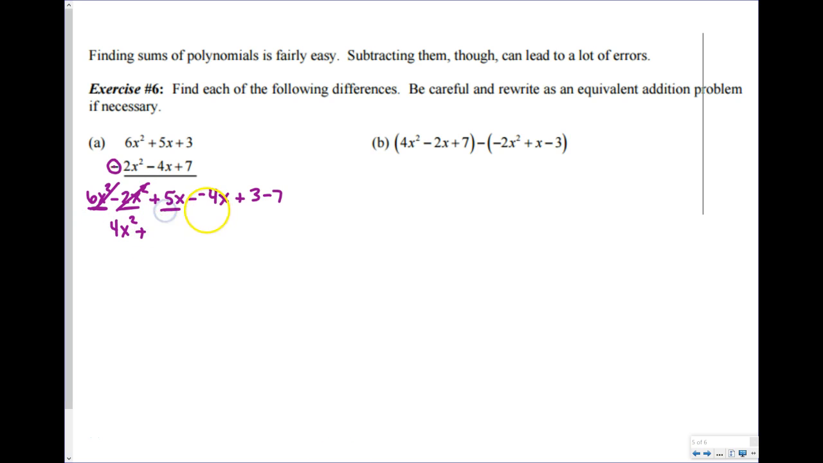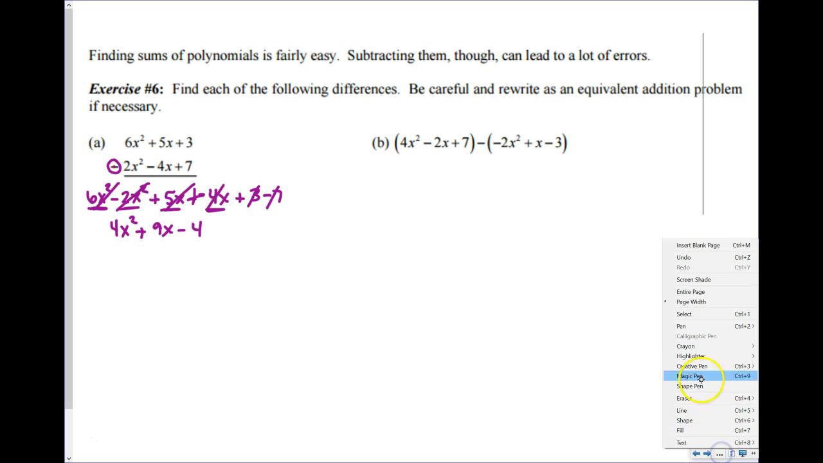Plus 5x minus a negative 4x becomes positive to give me that 9x, cross them out. And then 3 minus 7 is negative 4. So that's one way that I keep track of my signs when I am subtracting polynomials. Okay? So B is written a different way.